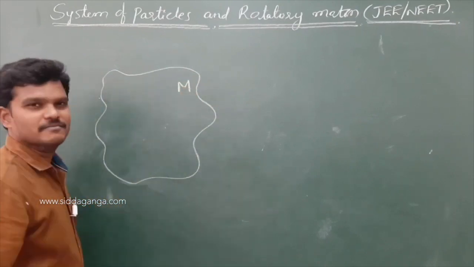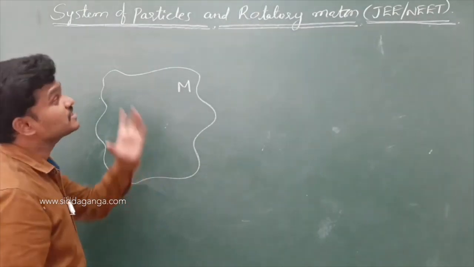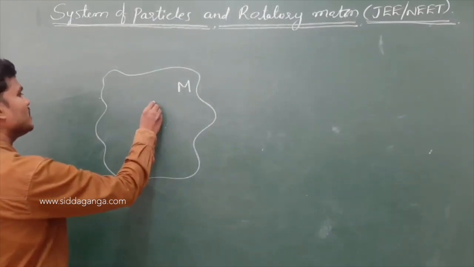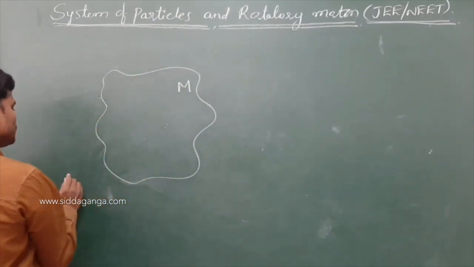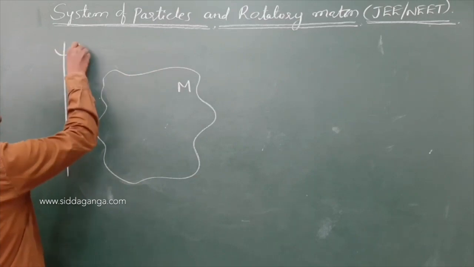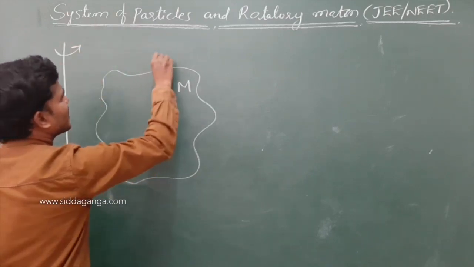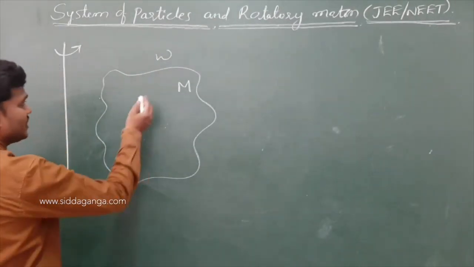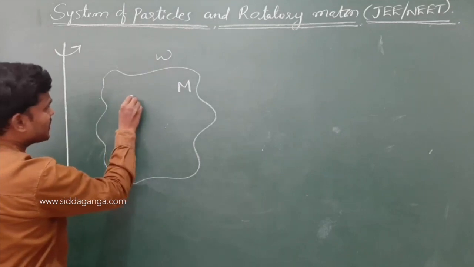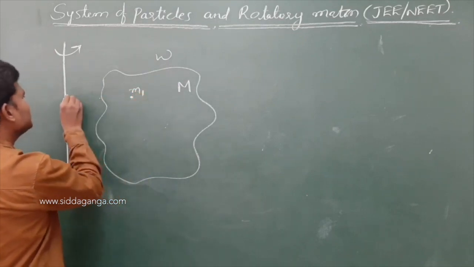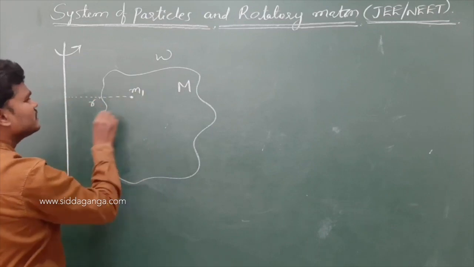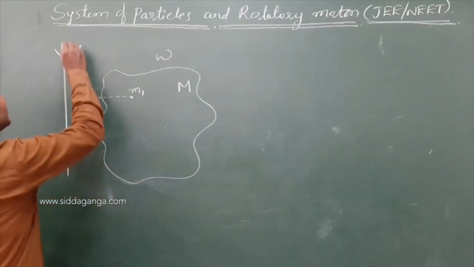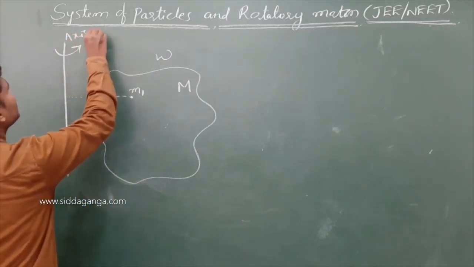Nothing but a rigid body. It consists of some particles, nothing but a system of particles. Let us suppose this is one particle, and let us suppose this rigid body is rotating about this axis like this. It is rotating with an angular velocity omega. If it is rotating, then if you take any particle whose mass is m1, which is at a distance of r1, then this particle also rotates about this axis.